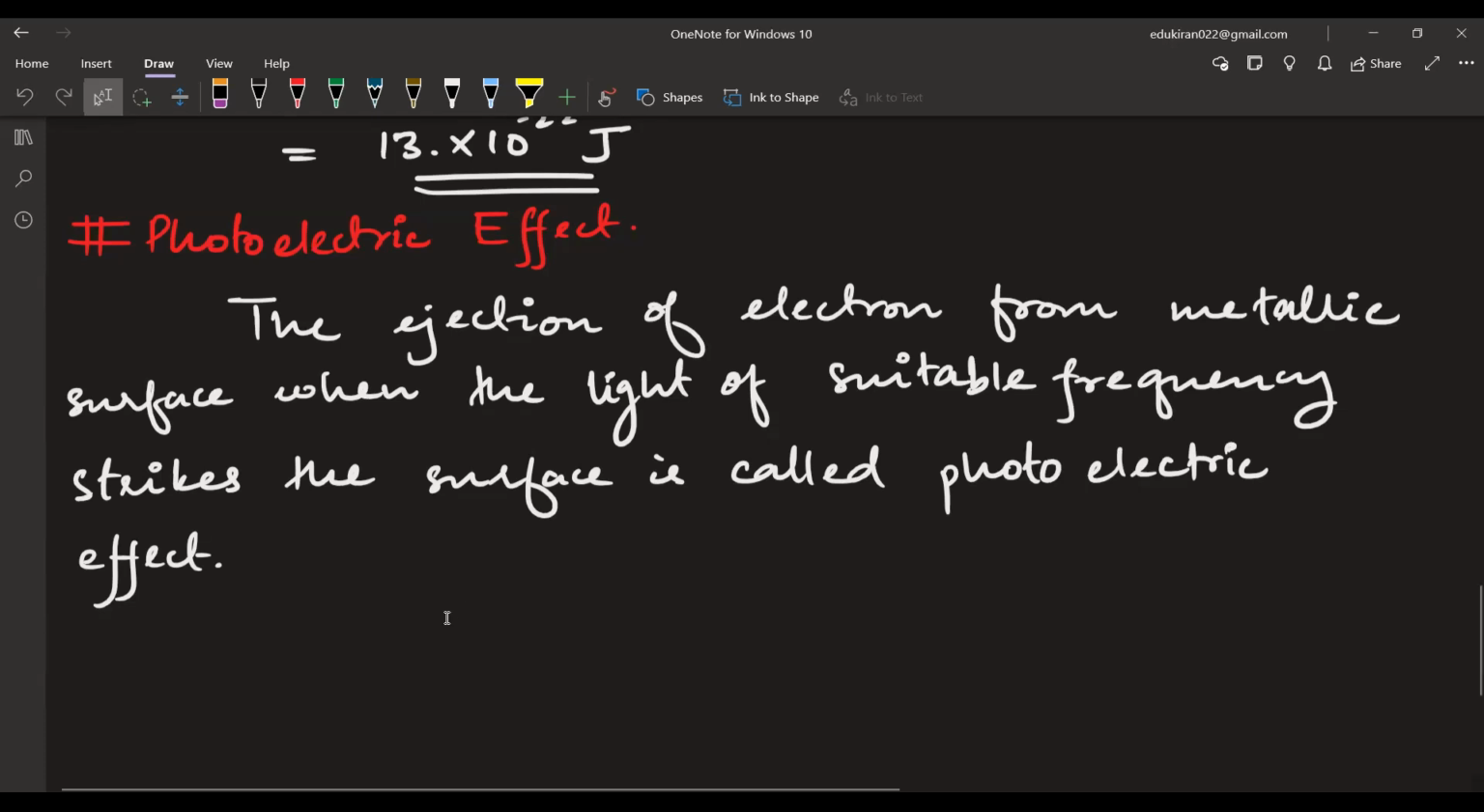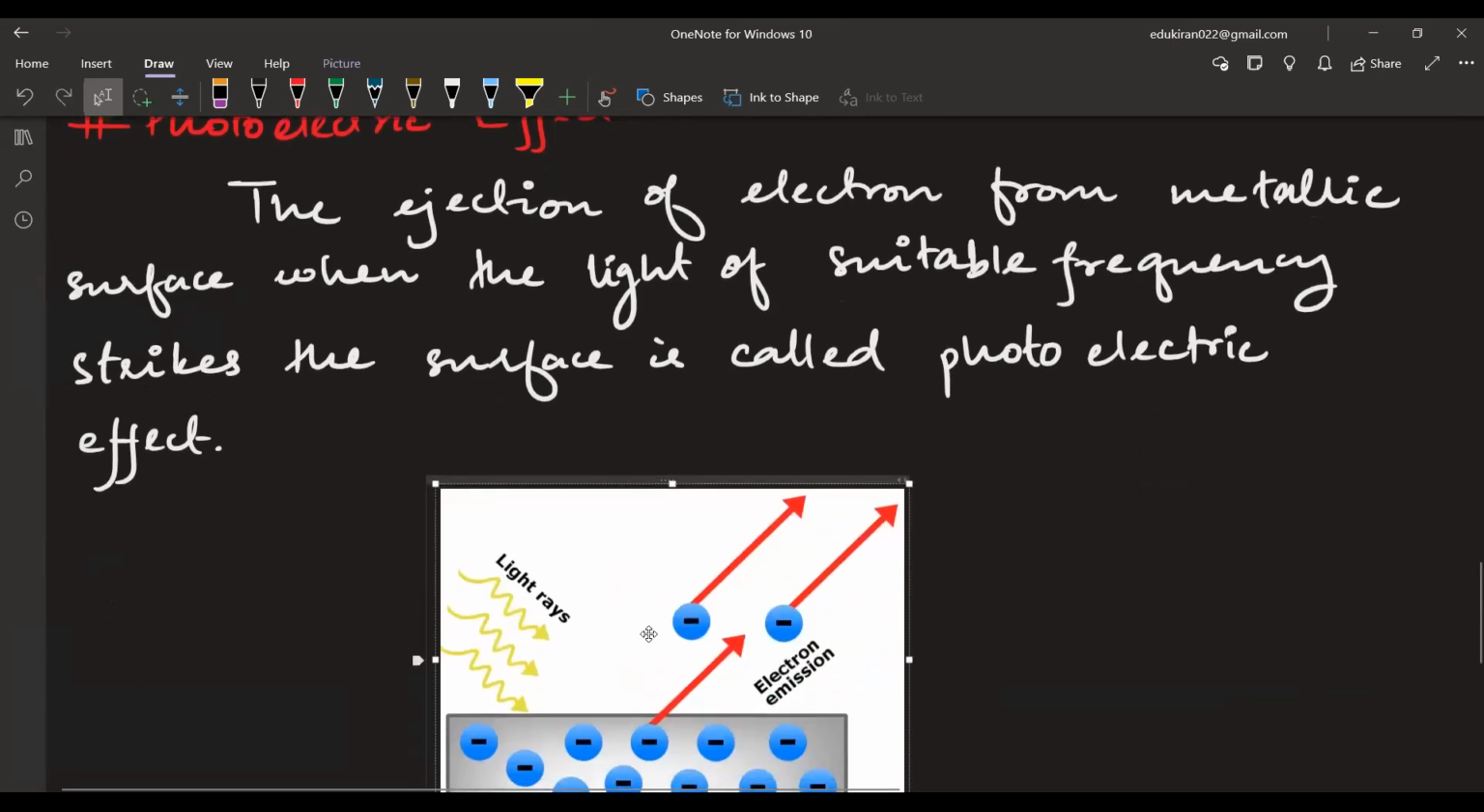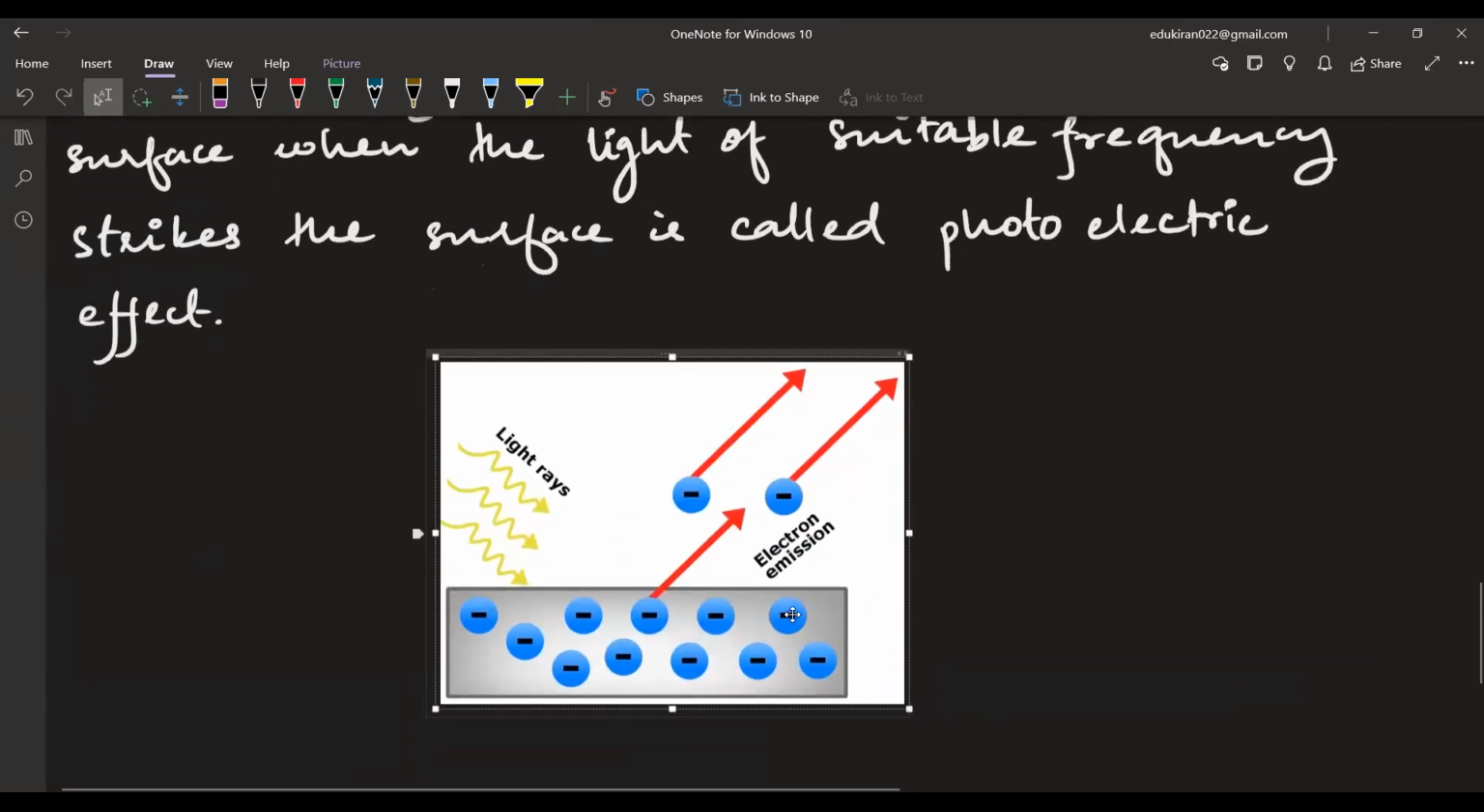Okay, so you can remember this photoelectric effect with this picture here. When the light rays strike a metallic surface, the electrons are emitted. So this is how you will remember it.